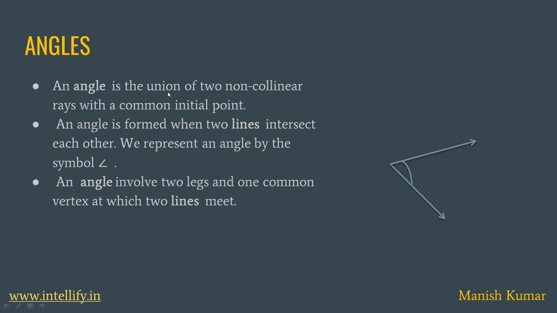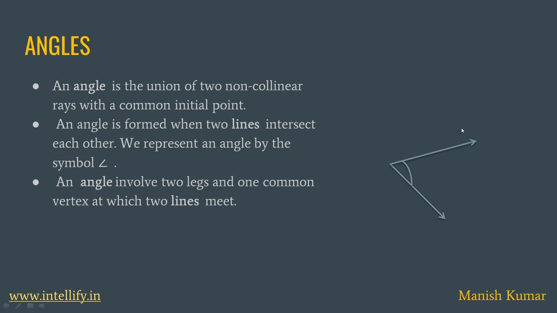It is the union of two non-collinear rays with a common initial point, and it is formed when two lines intersect each other. This is represented by the symbol, and this involves two legs and one common vertex at which two lines meet. This is known as the vertex, and these are the two legs, and this is the one common vertex.